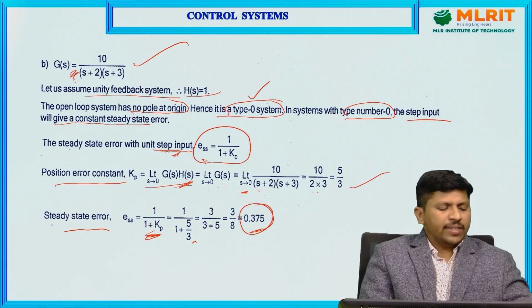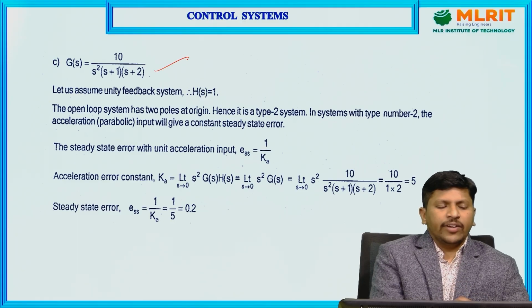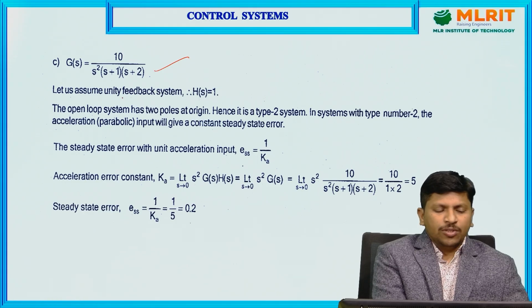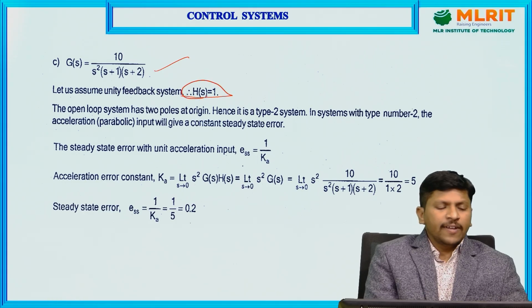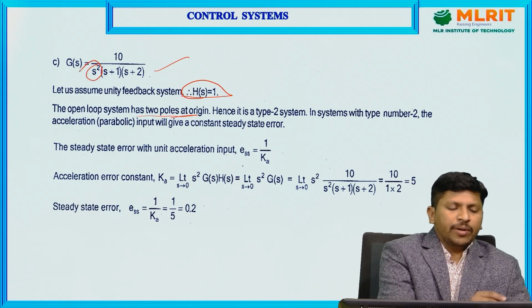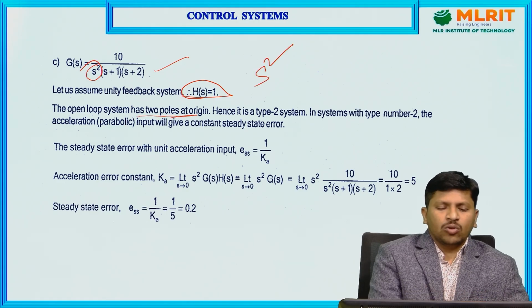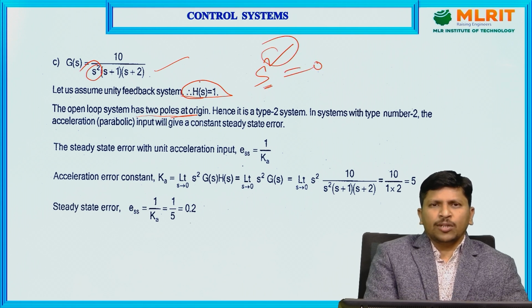Okay. Next, coming to the third bit, G(s) equals 10 divided by s square into (s+1)(s+2). Let us assume a unity feedback system, that is H(s) equals 1, right? The open loop system has two poles. See, observe, in the denominator the s square term is there. That is the poles present. So how many poles? Square, so two poles present at the origin. So the type number is 2.